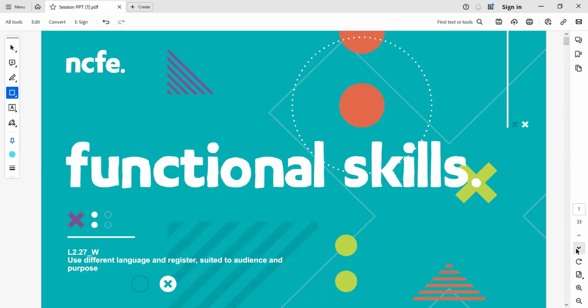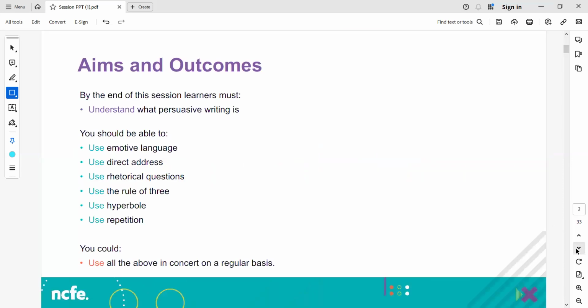So we are doing our writing lesson today, and we're looking at using different language in register. So our aims and outcomes today. By the end of this session, you must understand what persuasive writing is. You should be able to use emotive language, use direct address, use rhetorical questions, use the rule of three, use hyperbole, and use repetition. You could use all of the above in concert on a regular basis.